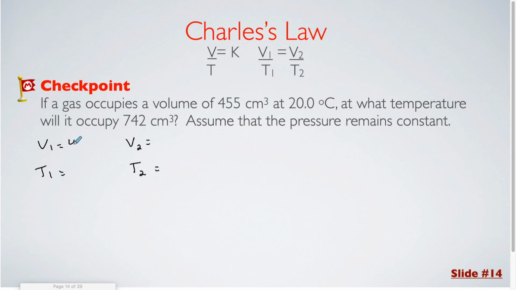My initial volume is the 455 centimeters cubed. And the temperature, again, I'm going to add 273 to this, so that's going to come out to 293 Kelvin. My volume 2 was 742, and my temperature 2 is unknown.